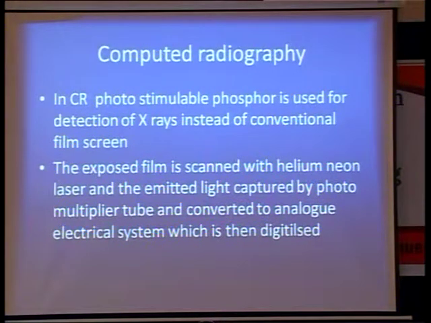After this, the exposed plate is scanned with a helium neon laser, which emits light that is captured by the photomultiplier, converted to an analog image, and digitized. This is the process, but everything is done by the machine. You put the cassette inside this machine and it will give you a film. Because of computer development, the biomedical engineering and computer departments, and leading companies like Wipro and Siemens, are making us more comfortable working in the radiology department.